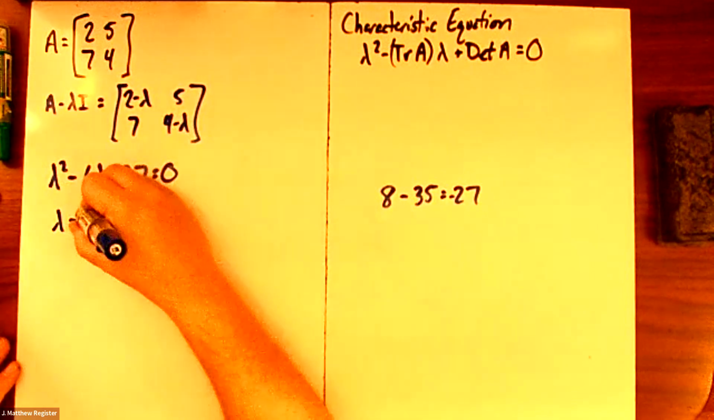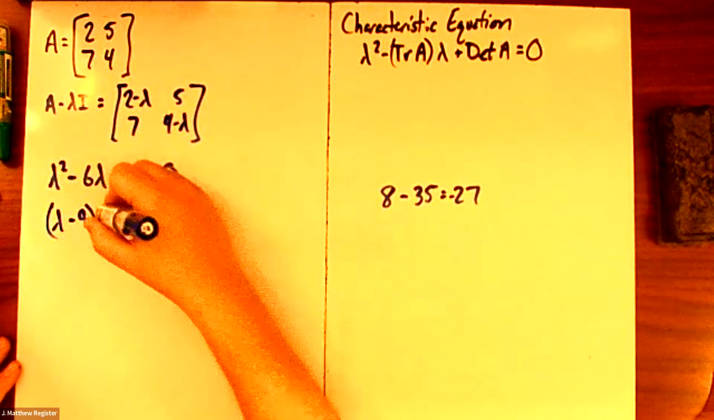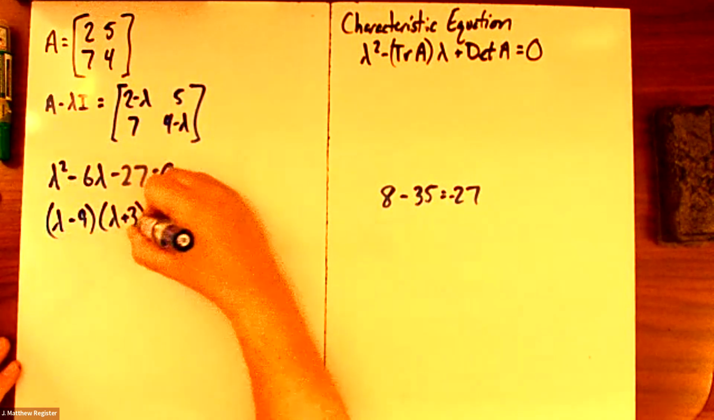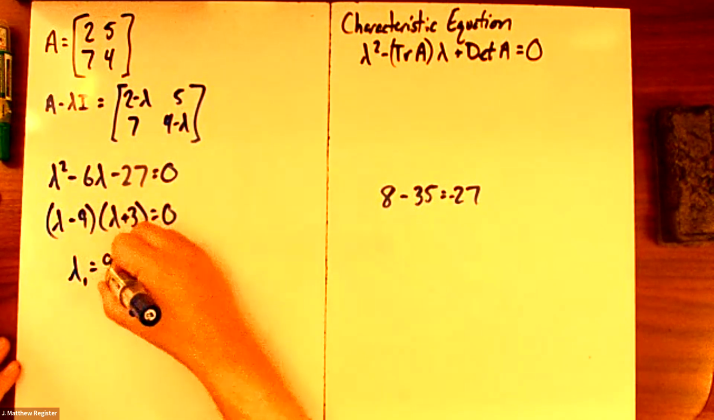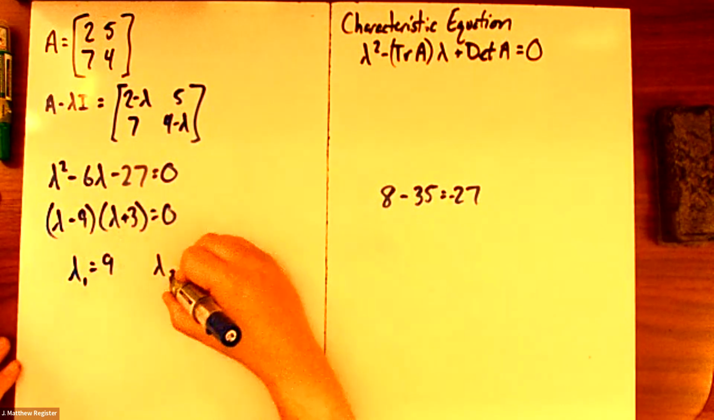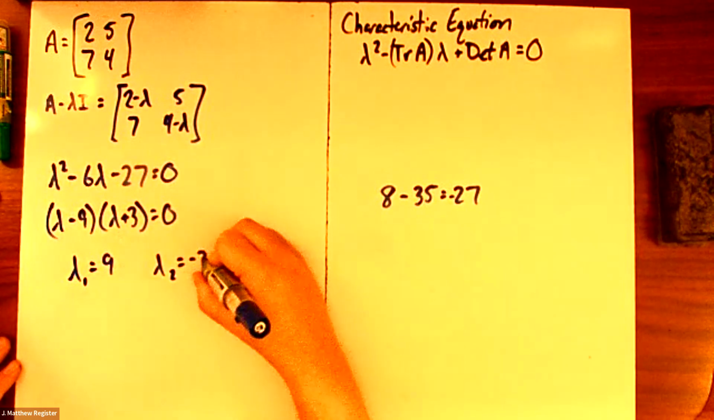Lambda minus 9, lambda plus 3. And so we'll get our first eigenvalue is positive 9. And our second one is negative 3.